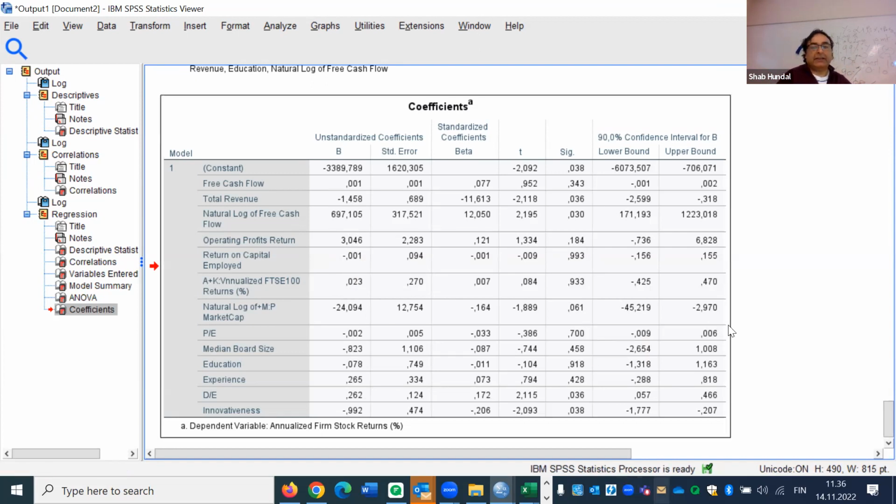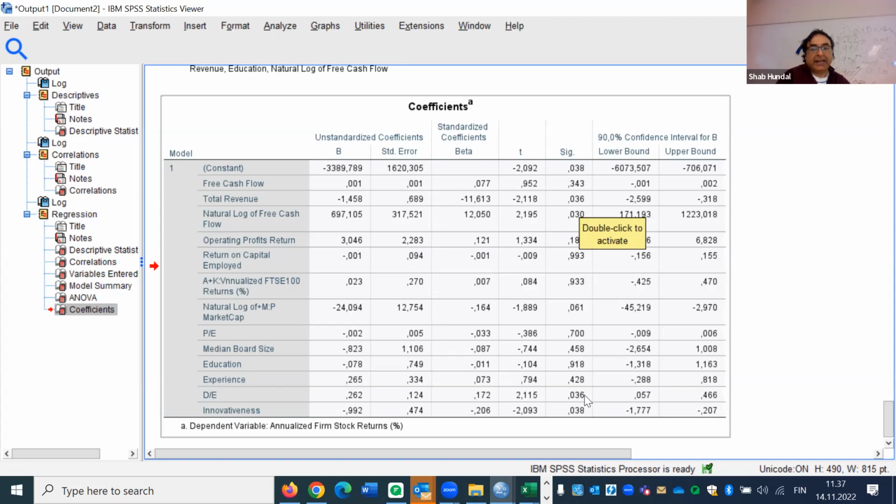So in this analysis, you can see that the total revenue is significant but negative, which means more revenue, less stock return. Log of free cash flow is positive and significant. This is accepted.